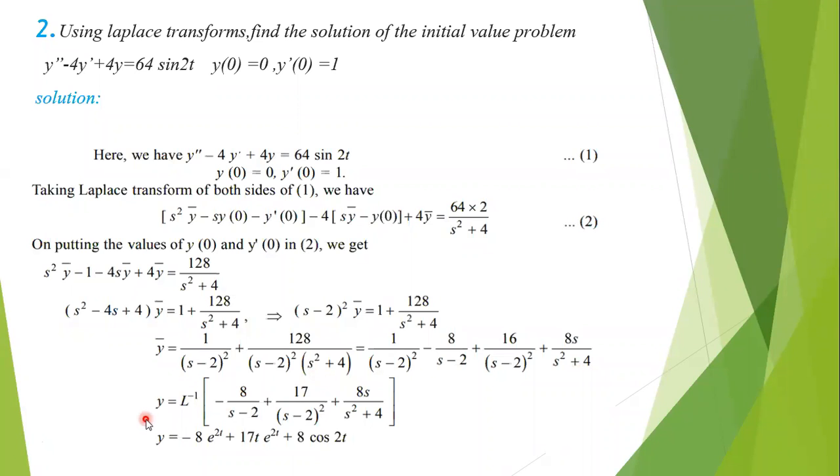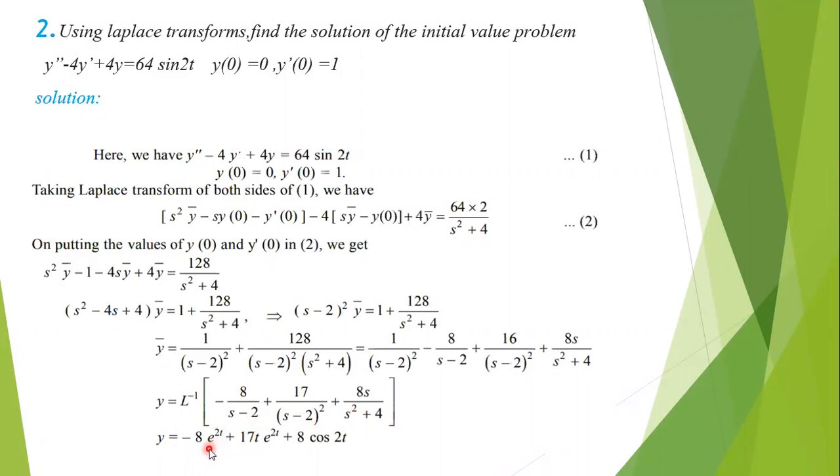Next, take the inverse Laplace transform on both sides. y equals Laplace inverse of minus 8 upon s minus 2 plus 17 upon s minus 2 the whole square plus 8s upon s square plus 4. Then we get y equals, then take the coefficient and negative sign outside. So minus 8 we take outside.